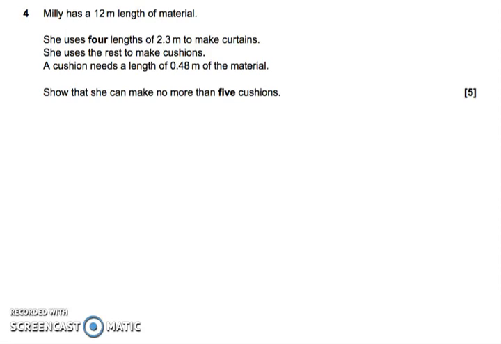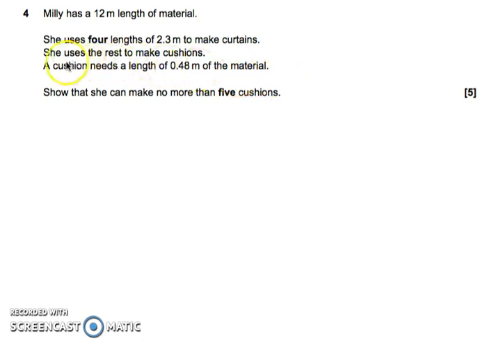In question number 4, Millie has a 12-metre length of material and she uses 4 lengths of 2.3 metres to make some curtains. She uses the rest of the material to make some cushions, and we are told that a cushion needs a length of 0.48 metres of the material. Ultimately, we have to show that she can make no more than 5 cushions.